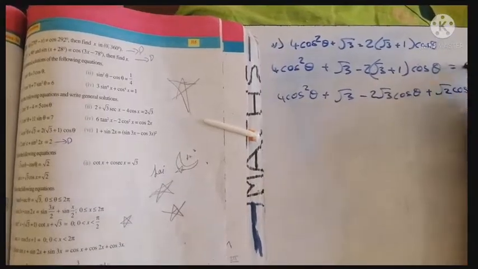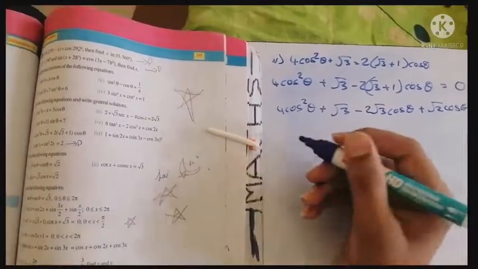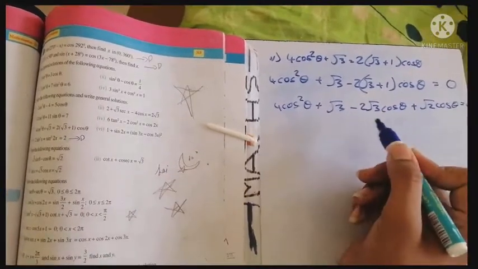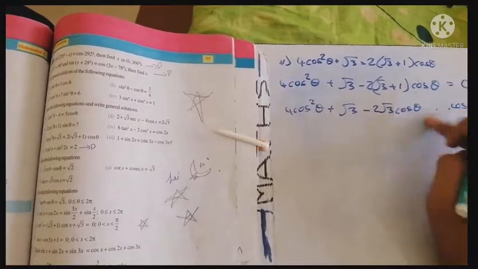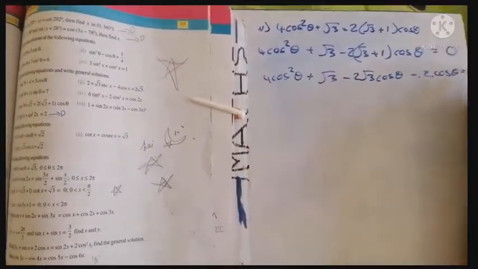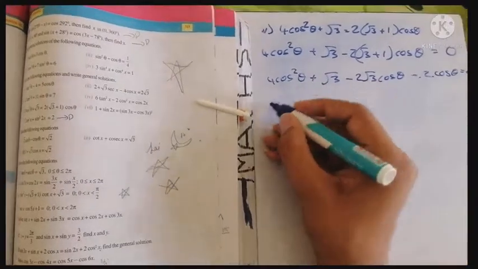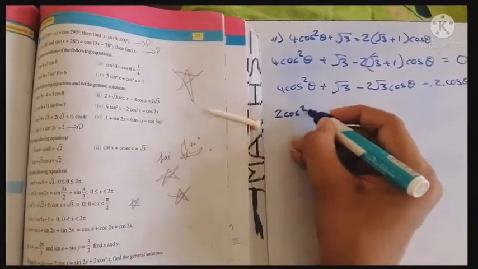So we have 0 equals 0 equals 0. So now, okay, it's not root 2, it's minus 2. So it's minus 2 cos theta equals minus 2 cos theta equals 0. So now here we're going to take 2 cos square theta as common.